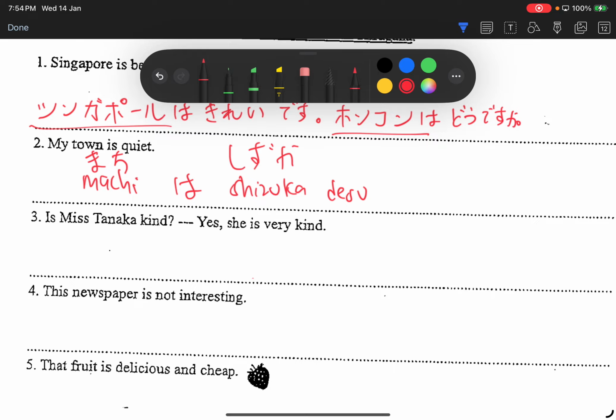Because we already know we are talking about Miss Tanaka. So Tanaka-san, we already talked about her. So your answer can choose to omit her if you want to, because we are talking about the same subject, right? So subject can omit only if we know who we're talking about already.